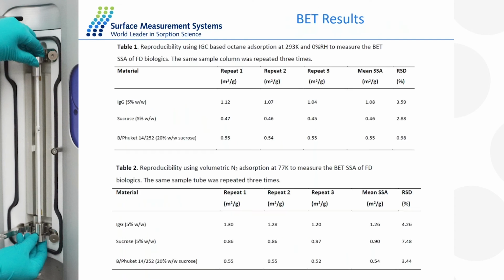So here are the BET results. It's also repeated 3 times on the same column. As you can see, the reproducibility of the IGC results is much better compared to the nitrogen sorption. These higher RSD values for the nitrogen sorption are likely due to the relatively larger dead volumes within the volumetric instrument, which becomes critical for lower surface area materials.